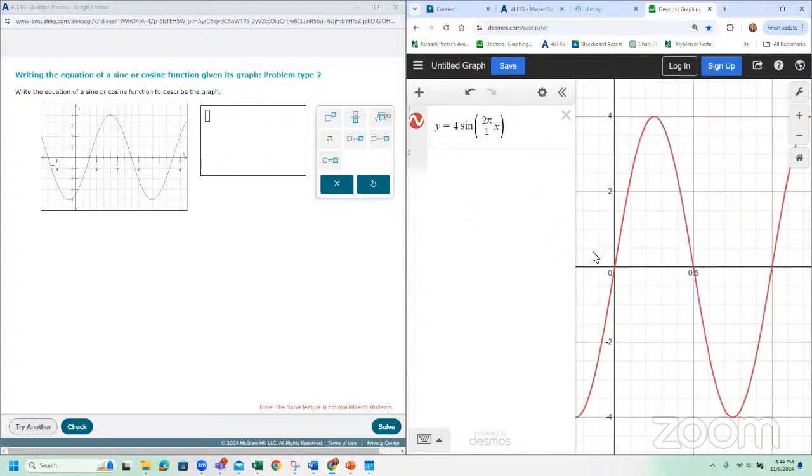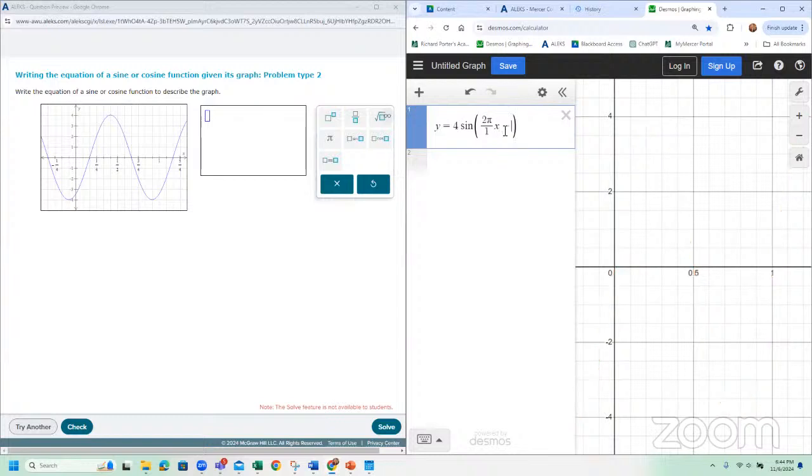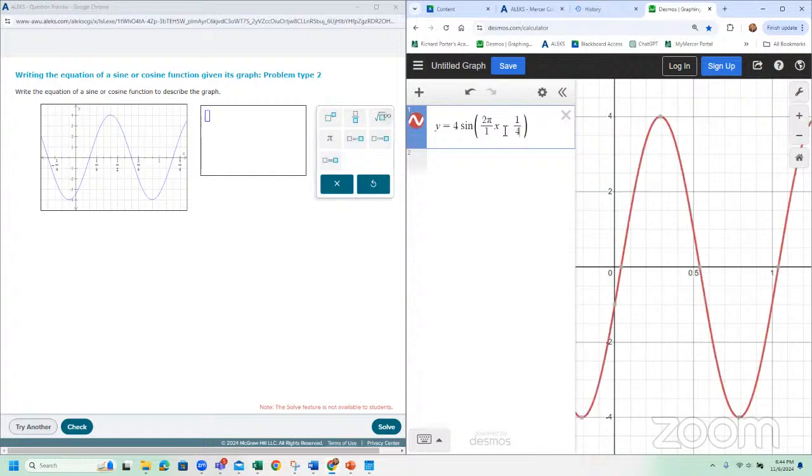Okay. Does this graph look like that? I suppose it does. Except my graph starts at 0, and this graph starts in the middle and goes up here in that weird spot. Okay, so to get it to move over, I know I'm going to have to move it to the right. It's going to have to be minus some number, but 1/4 probably won't do it.